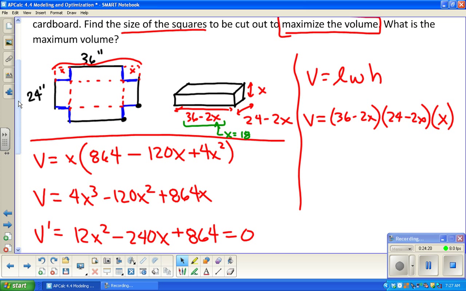In the same way, 24 minus 2x gets goofy at x equals 12. 2 times 12 is 24. So really, x has to be between 0 and 12. And I'm not going to have a 0 height box, and I'm not going to have a 0 width box. So really, 0 and 12 are not included either. I don't necessarily need that written down anywhere, but I will say that it needs to make sense.